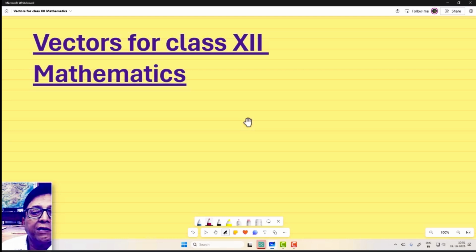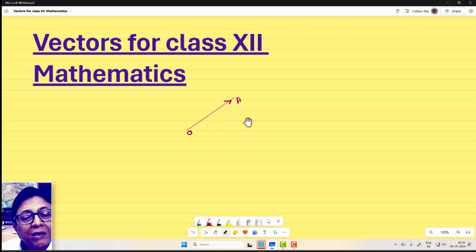What is a vector? This is a directed line segment. This one is a vector quantity. Why directed? Because it has direction from O to A. And where do you put the arrow? At the tail or at the tip? Don't put the arrow at the tail of the vector.